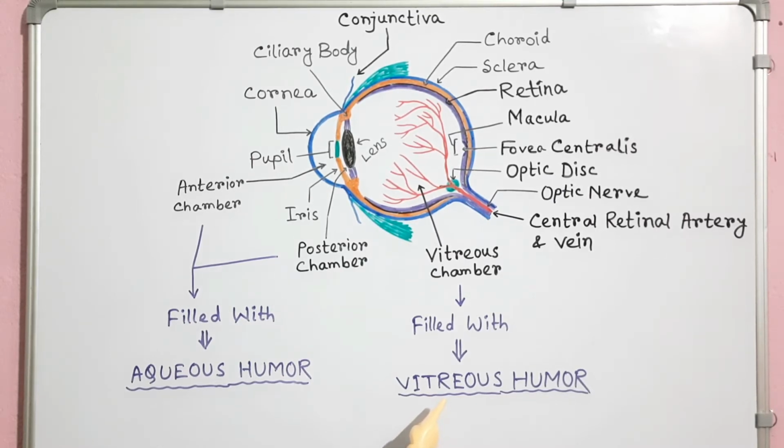The vitreous humor helps maintain intraocular pressure and therefore the shape of the eyeball. It holds the lens and retina in place. It also functions in the refraction of light in the eye.